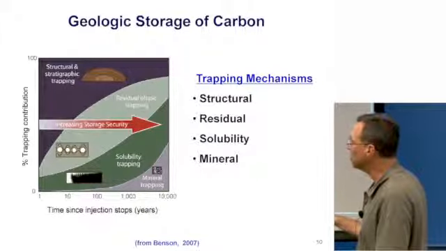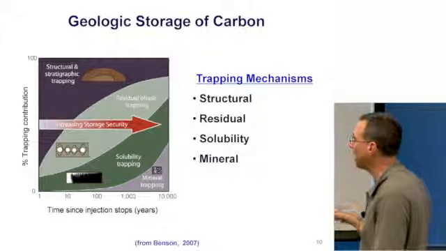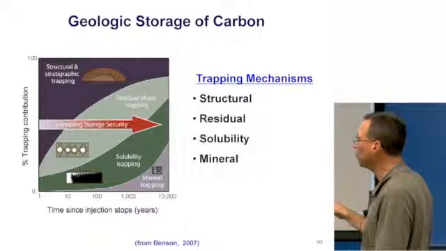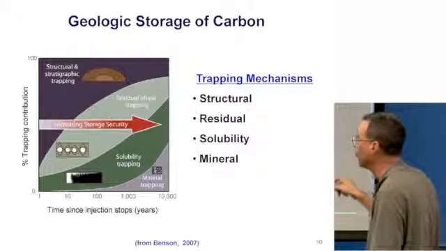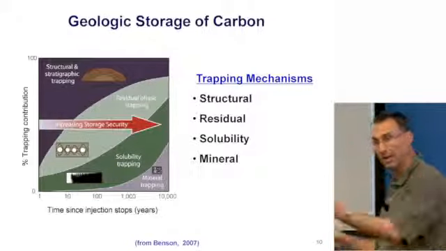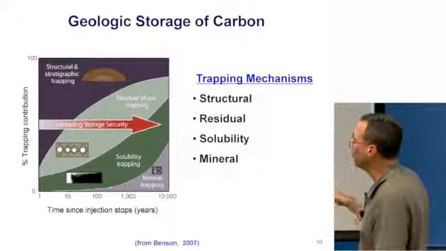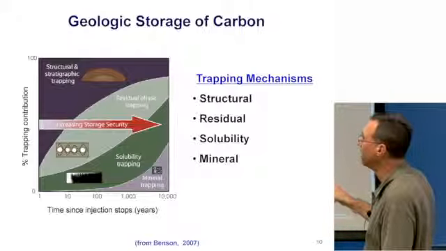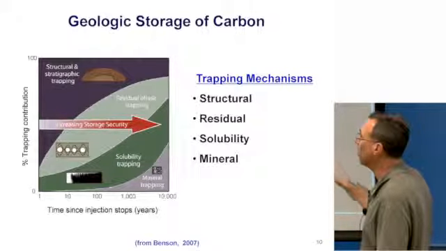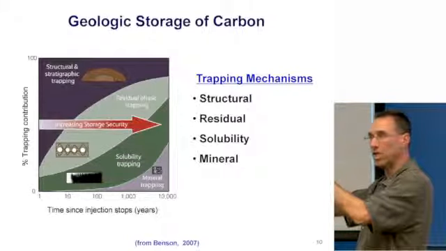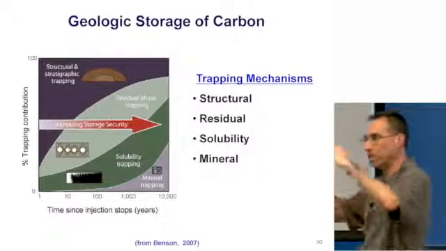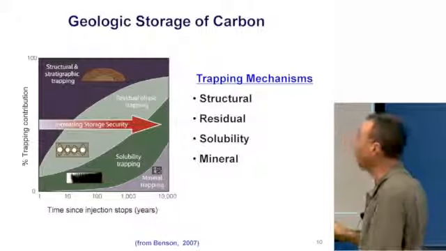Now, this is time since injection stops. It's a log scale, so it goes from 1 year to 10,000. You see mineral trapping is really picking up over the 100 to 1,000 to 10,000 year time frame, so that's way out. These other ones are occurring over shorter time frames, but at the early part, a lot of it has to do with structural trapping. So a lot of the CO2 is just moving to the top of the formation, and it's held in place by an impermeable rock region.